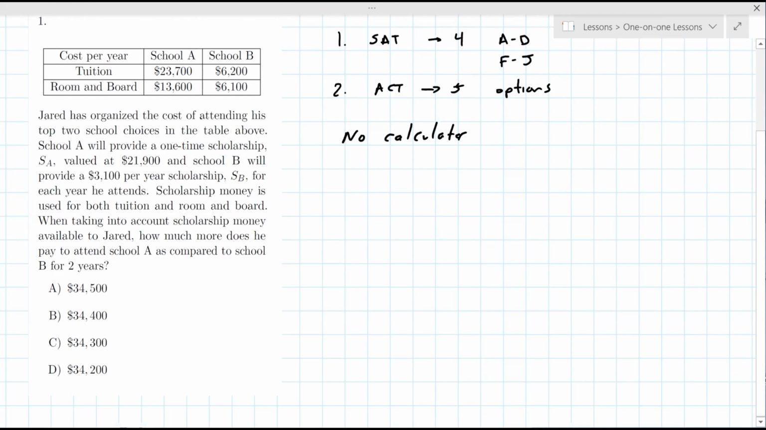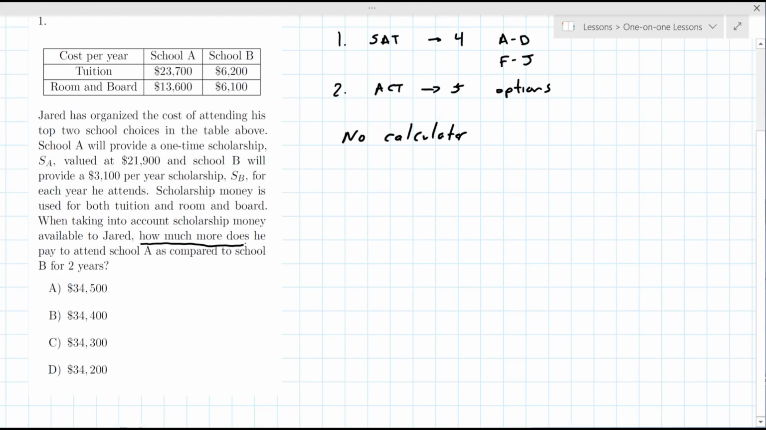Jared has organized the cost of attending his top 2 school choices in the table above. School A will provide a one-time scholarship valued at $21,900, and School B will provide a $3,100 per year scholarship for each year he attends. Scholarship money is used for both tuition and room and board. When taking into account scholarship money available to Jared, how much more does he pay to attend School A as compared to School B for 2 years?